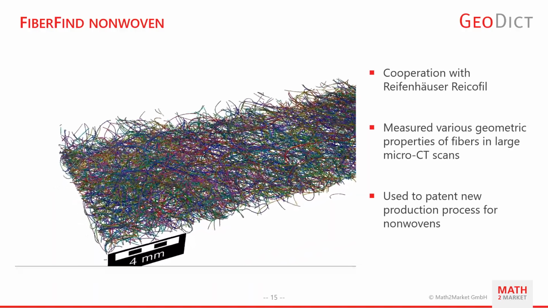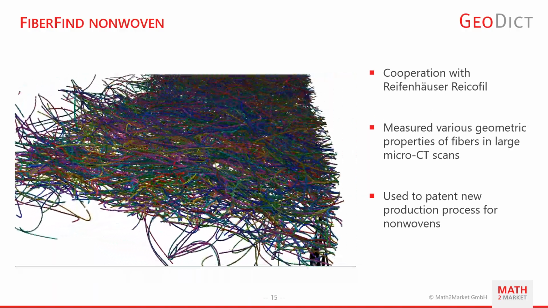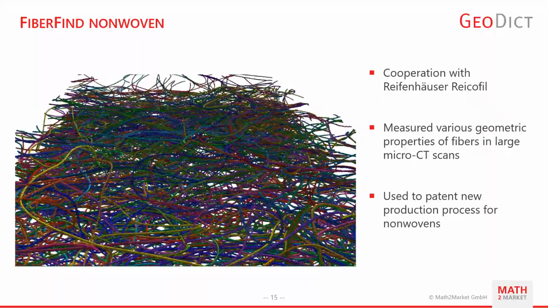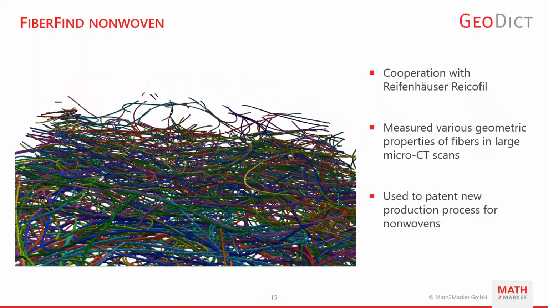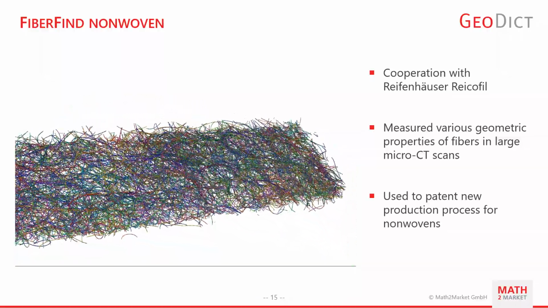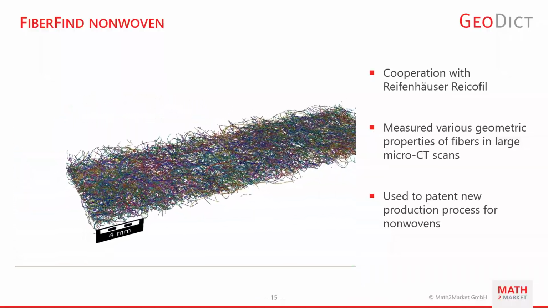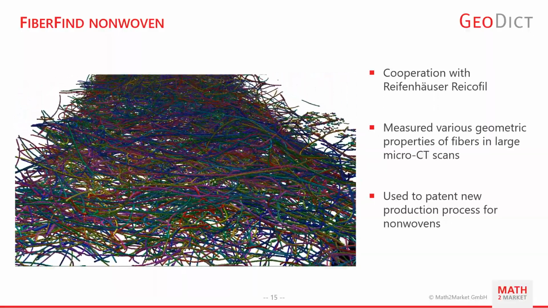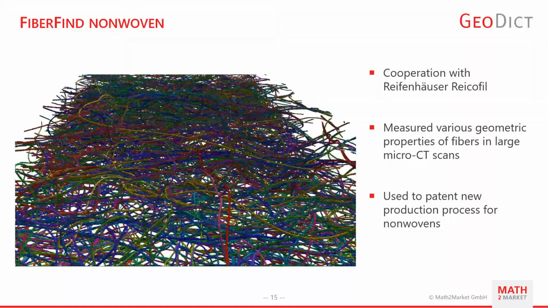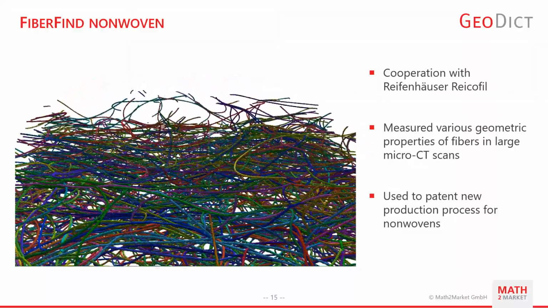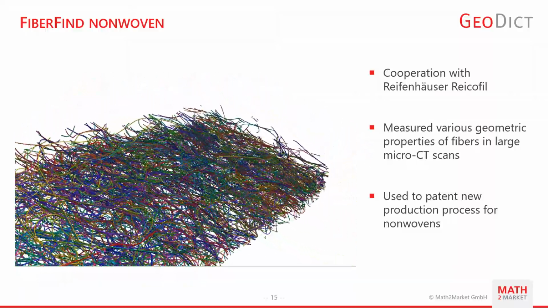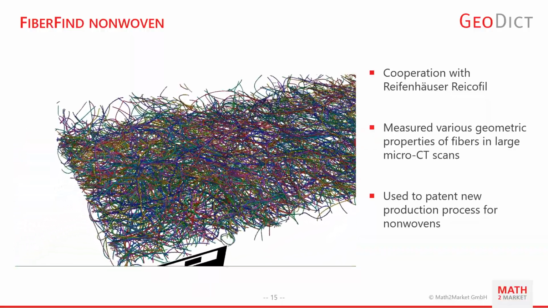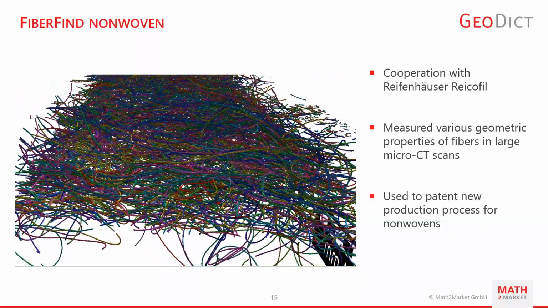This kind of analysis of fibrous materials can usually help you and your company with your product. In this sample you can see here, we did it in cooperation with the Reifenhäuser Reicofil Group, who are building machines to produce these materials. We analyzed all the fibers and compared them to other samples too, and the results of this process were used to grant a patent on a new production process for this kind of material.